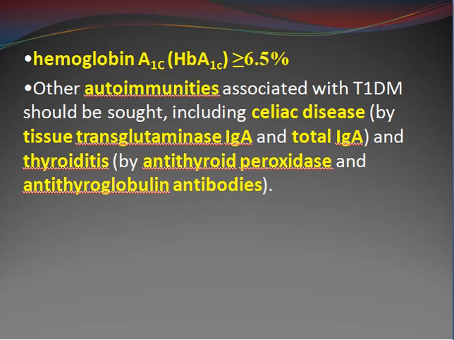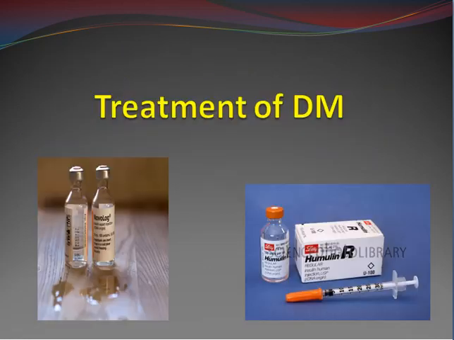Other autoimmunity associated with type 1 diabetes mellitus should be sought, including celiac disease by tissue transglutaminase IgA and total IgA, and thyroiditis by anti-thyroid peroxidase and anti-thyroglobulin antibodies.